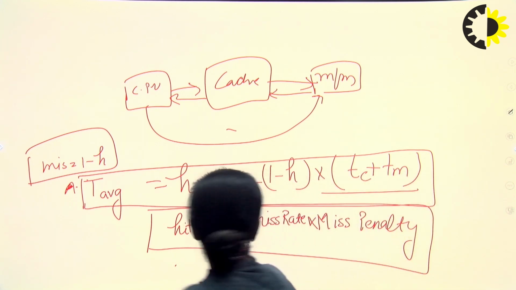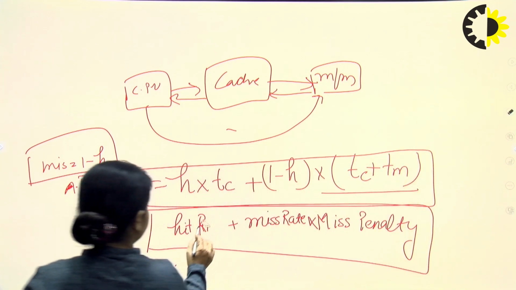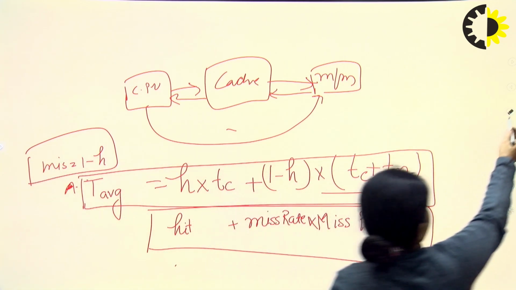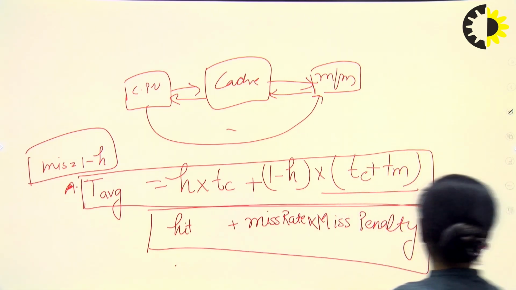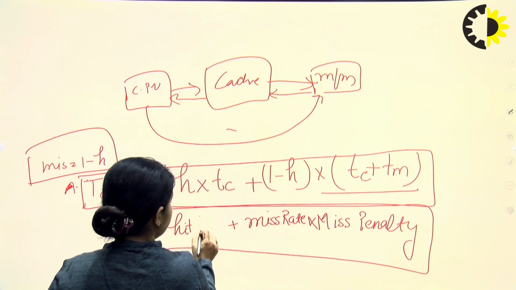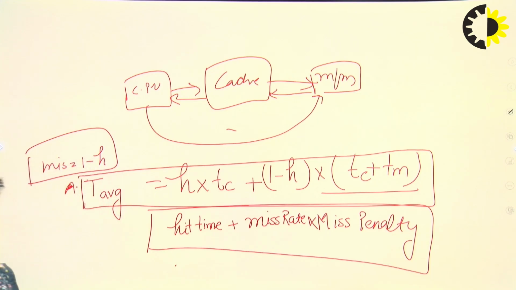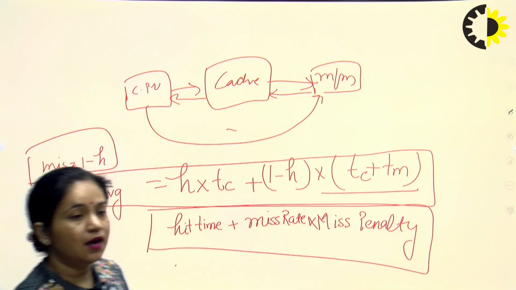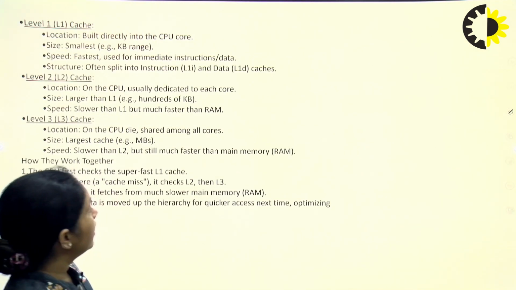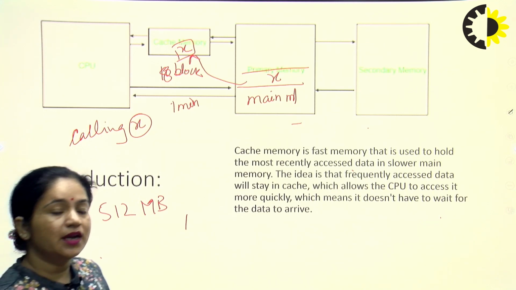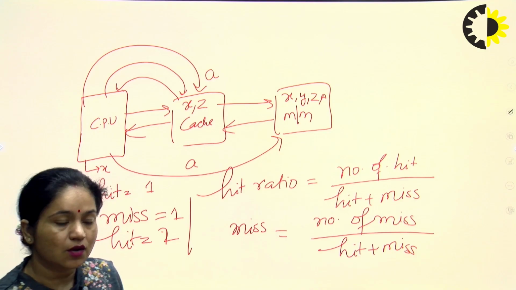Okay. Hit time plus miss rate into miss penalty. I'll write it down clearly so that it will be visible. I hope the concept of cache memory will be clear, and the hit ratio, miss ratio, and the average time, how to find it. For today, this is all. Thank you.